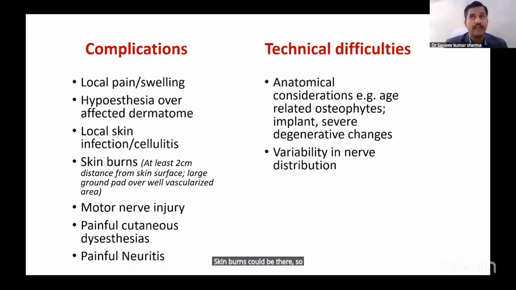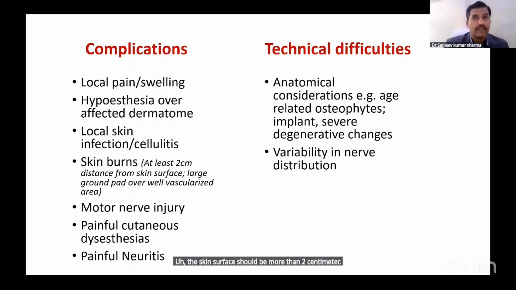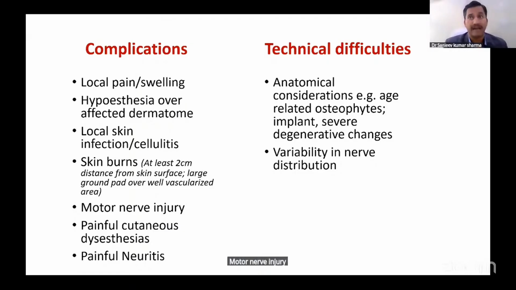So we should try to keep the distance between the target structure and the skin surface more than 2 centimeters. In those cases, we use a long pathway of the needle. We don't do it directly. We should usually use a long pathway so that we avoid skin burns. Motor nerve injury could be there in cases of mixed nerve RFA.